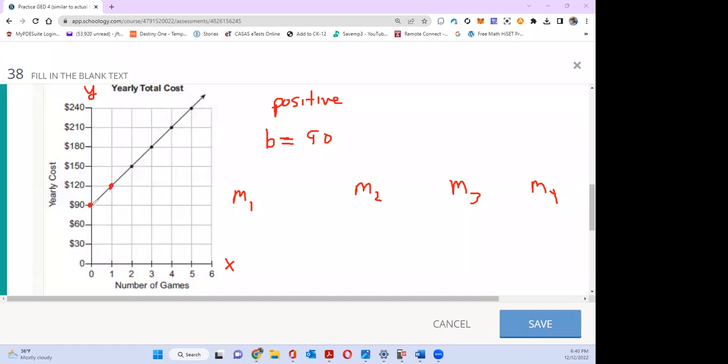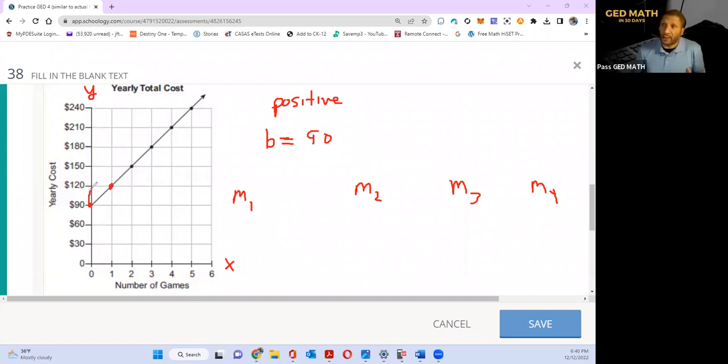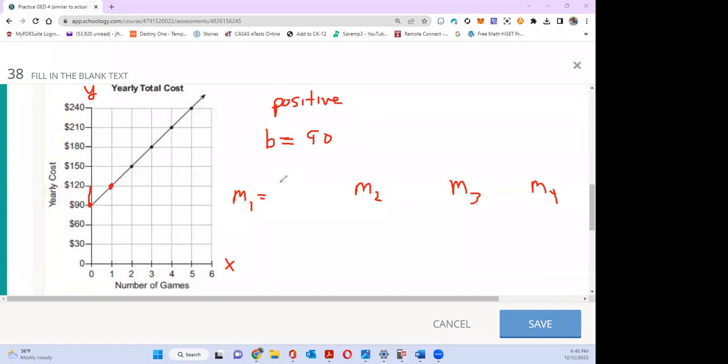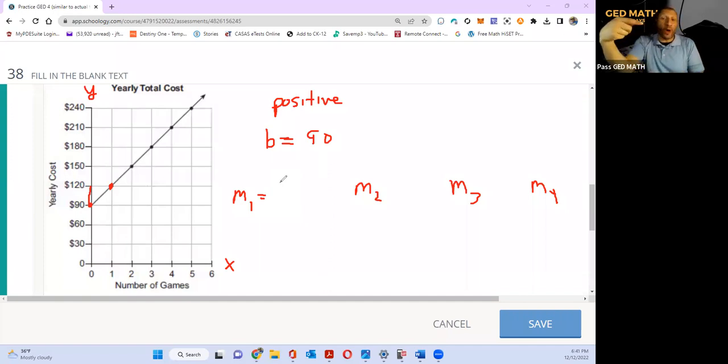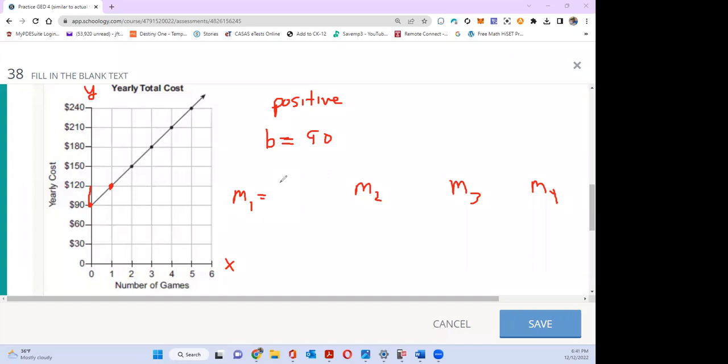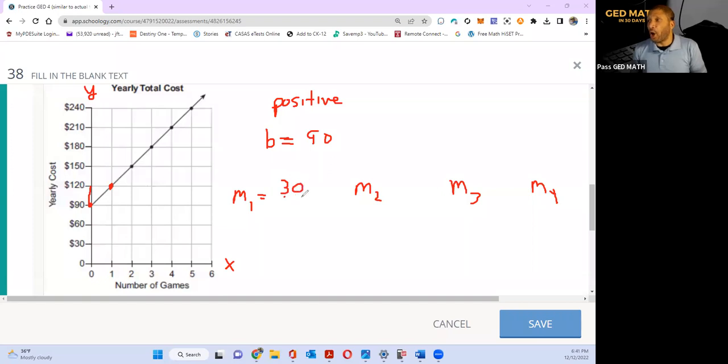If I go up 1, how far am I going up? 1. This is where people get confused. You're right, we're only going up 1 tick mark. But what is that tick mark worth? I went from 90 to what? 120. So you move up 30. I'm going up 30, so it's 30 over 1.